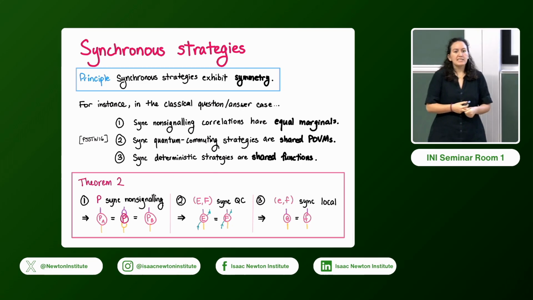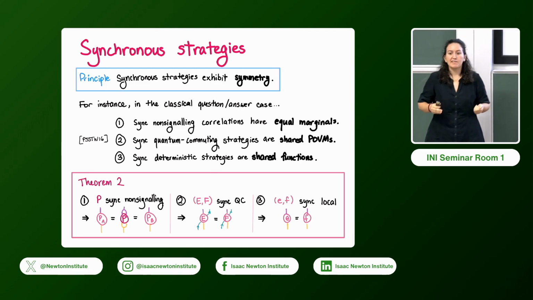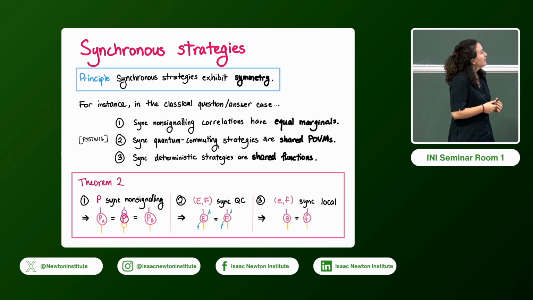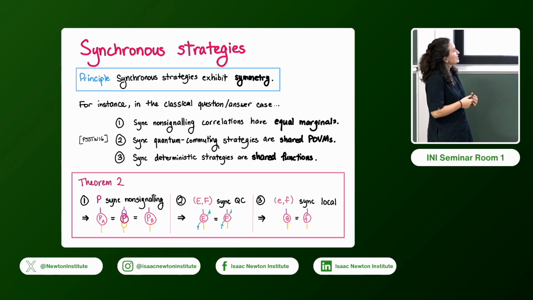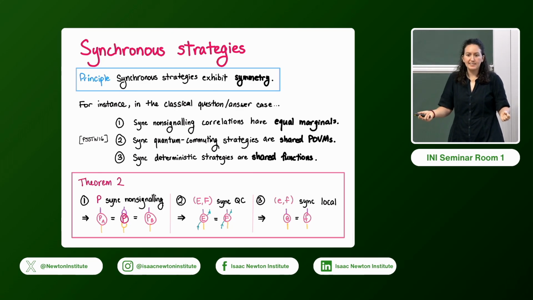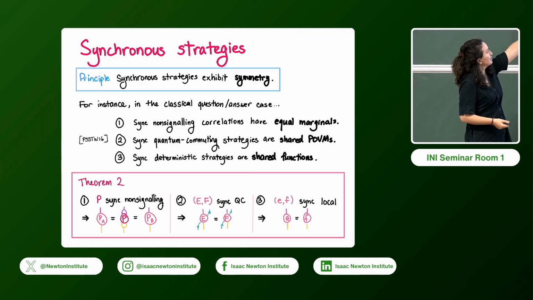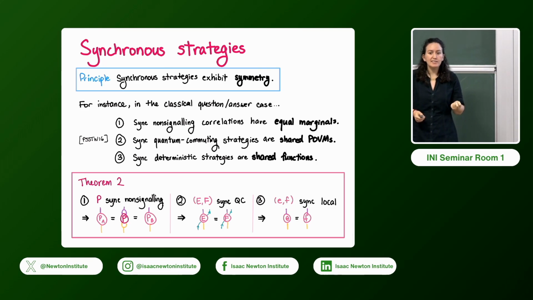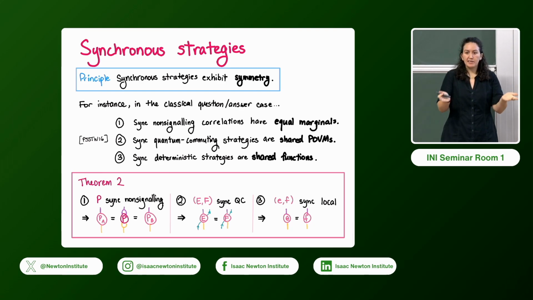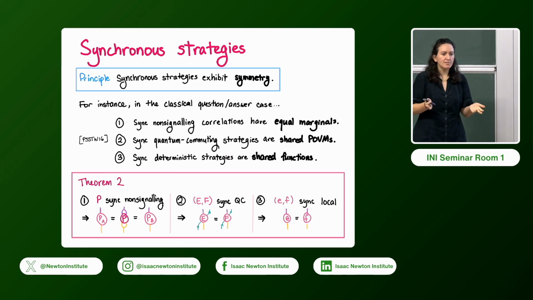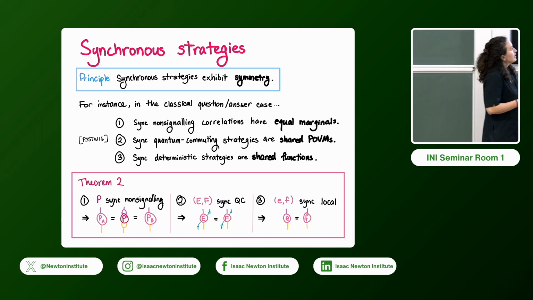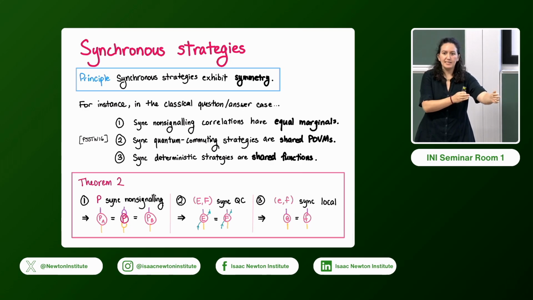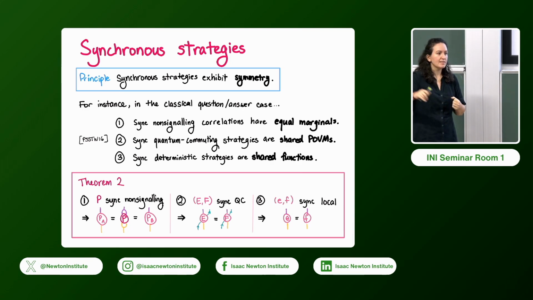Right. So the next sanity check we want about synchronicity is that it forces the players to behave in a symmetric way somehow, okay? And so in the classical question and answer case, there are some results about this in different strategy classes. The first result is that if you look at non-signaling correlations that are synchronous, the marginals are forced to be equal. This is a pretty simple computation that you can do, okay? And the marginals just correspond to the statistical behavior of Alice, just isolated, and the statistical behavior of Bob, isolated.